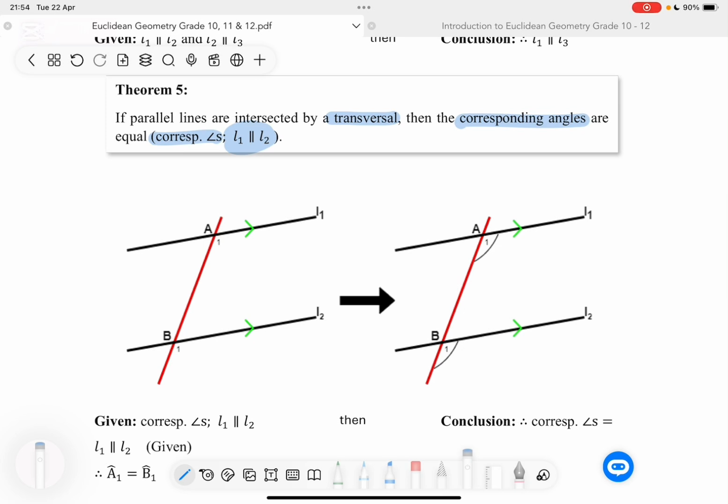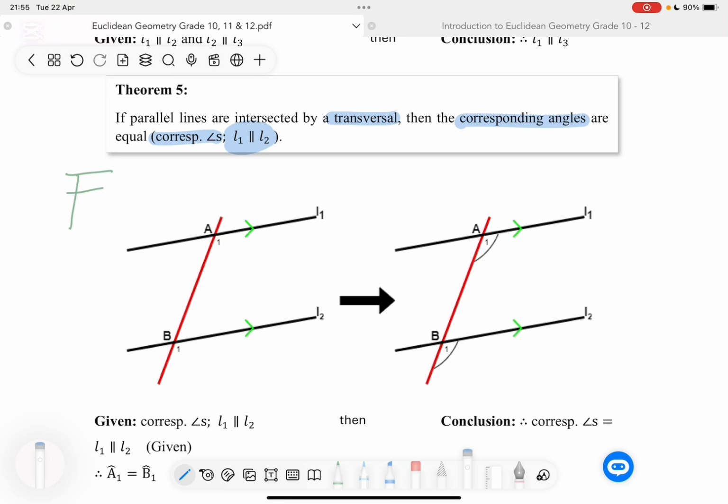Now, a lot of people memorize this very theorem by using the fact that we see a letter F here. If you look at this diagram, we have a letter F here. So every time you see such a letter F, you know that you have corresponding angles and you can conclude that they are the same.